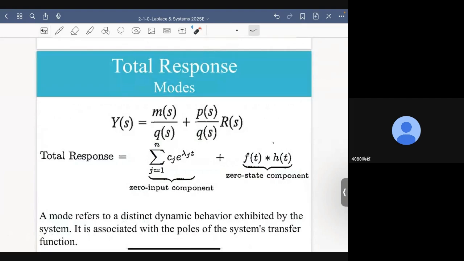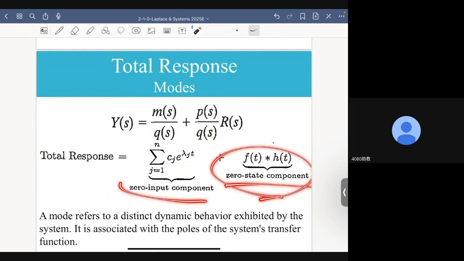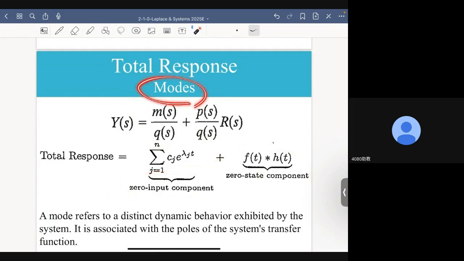Now, to do that, let's first look at the total response. Now, the total response, as we just described, actually consists of two parts. The first part is what we call zero input response. And the second part is what we call zero state response. And their responses are made of modes.